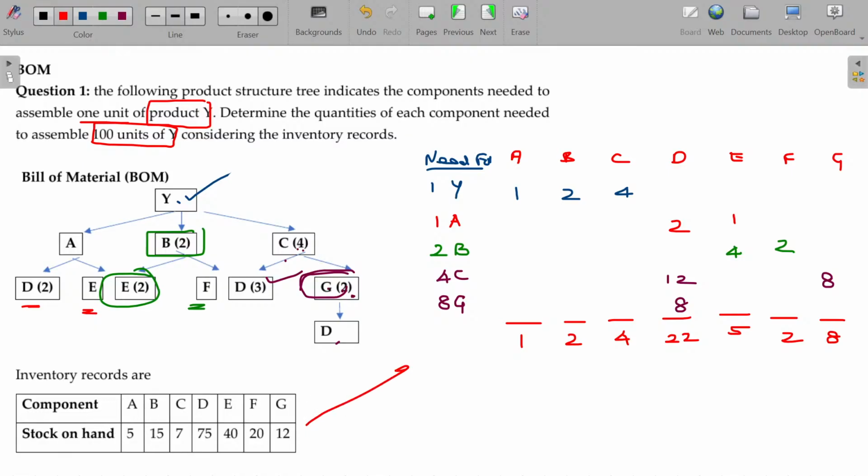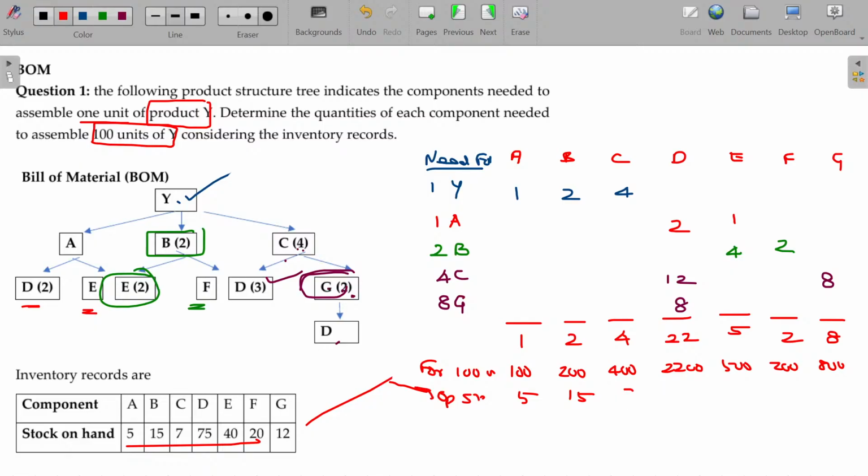And we already have stock, opening stock. I have opening stock this much. This is for 1 unit. For 100 units, 100, 200, 400, 2200, 500, 200, 800 needed. So how much opening stock is already available? 5A, 15B, 7C, 75D, 40E, 20F, 12G.